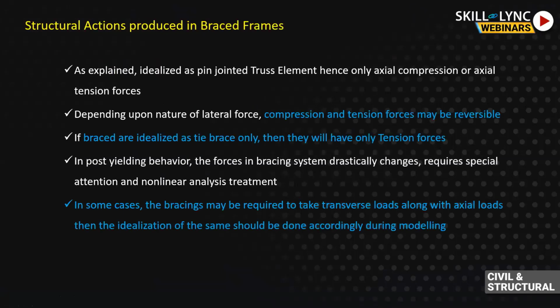So what are the outputs? The outputs are the structural actions: the member internal actions and the deflection of the structure. As explained, idealized as pin jointed truss elements, you will have only axial compression or axial tension forces as output. One member might have some tension, another some compression, and so on. Depending upon the nature of the lateral force, it could be either compression or tension, and it may be reversible.